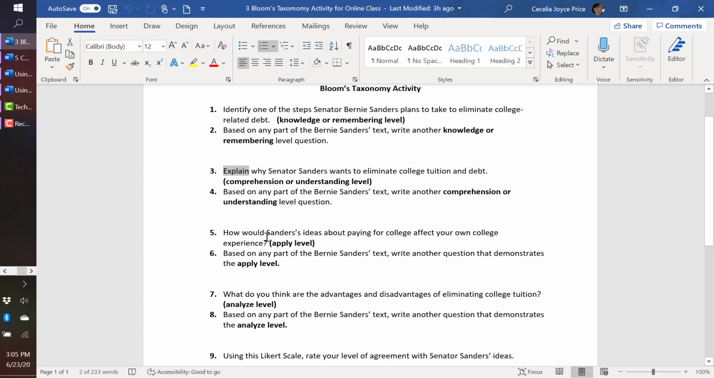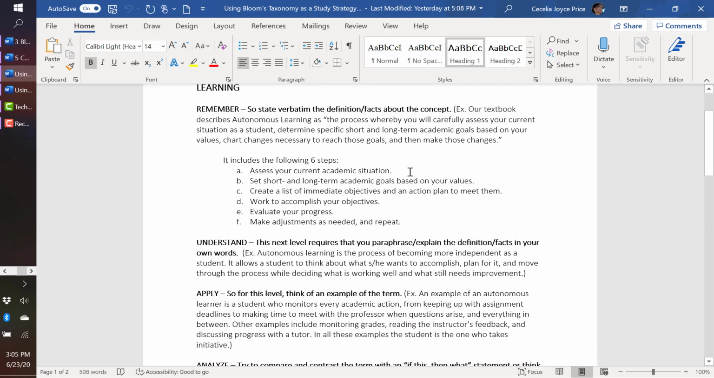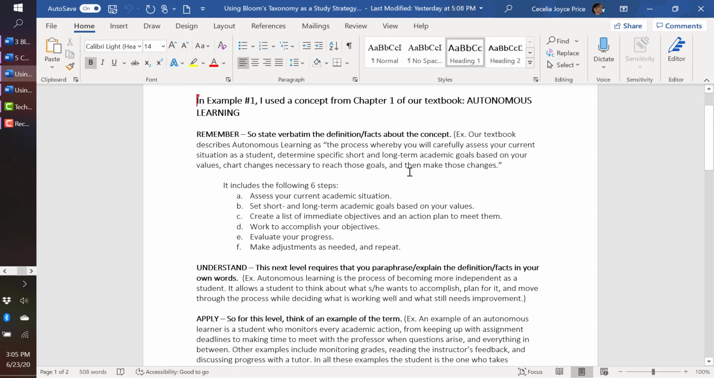Remember, I told you we're going to do 3 things applying these 6 levels of thinking. This was the first, Bernie Sanders' speech. Here's the second. We're going to look at another topic. This time it's autonomous learning. That's a topic that we study in this course, becoming an autonomous learner. We're going to apply all 6 levels of thinking to this topic. And this time, as you follow along on my screen, you're going to get to see examples of responses that you could give when you get your own topic at the end of this lesson.